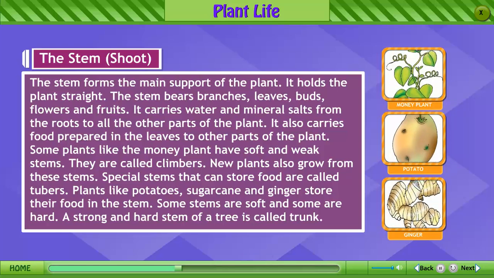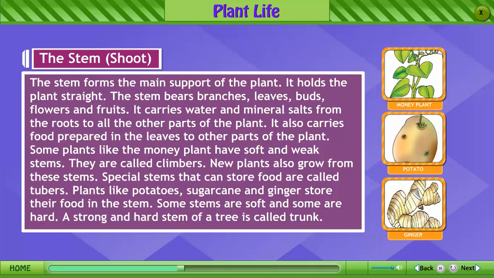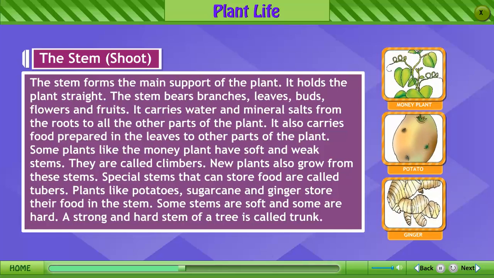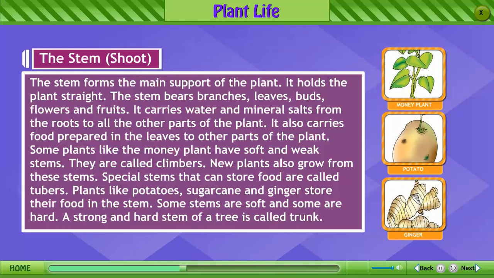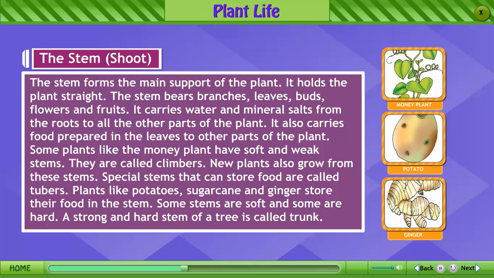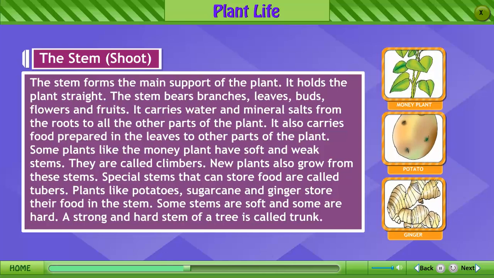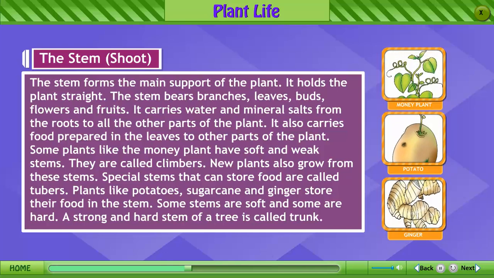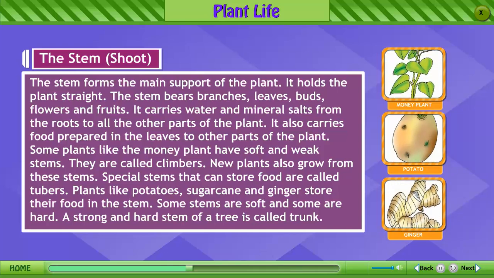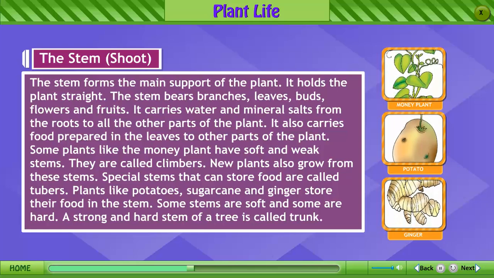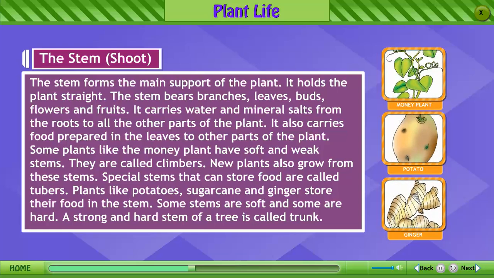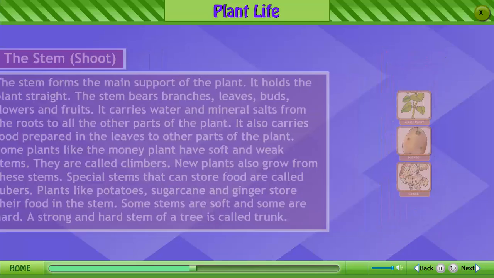Some plants like the money plant have soft and weak stems. They are called climbers. New plants also grow from these stems. Special stems that can store food are called tubers. Plants like potatoes, sugarcane and ginger store their food in the stem. Some stems are soft and some are hard. A strong and hard stem of a tree is called trunk.